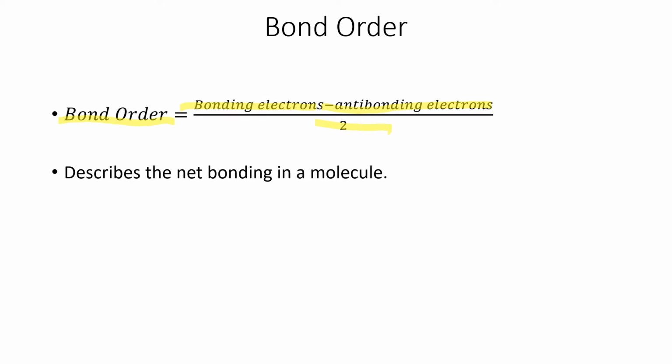And the one we just completed, He2, what did we see for He2? Well, we saw for He2 we had 2 bonding electrons and 2 anti-bonding electrons. Well, 2 minus 2 is 0. 0 divided by 2 is still 0. There's no net bond. That's why He2 does not exist. So what we can do is we can use this idea of bond order to describe the net bonding that exists within a molecule.